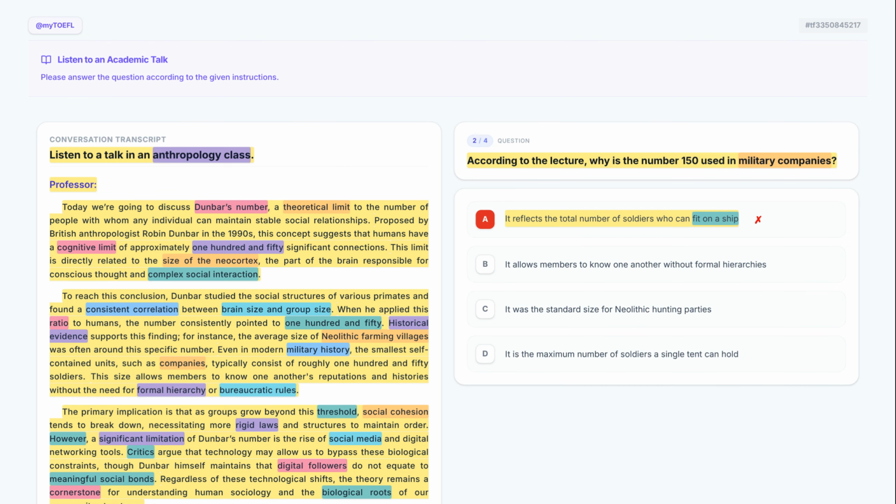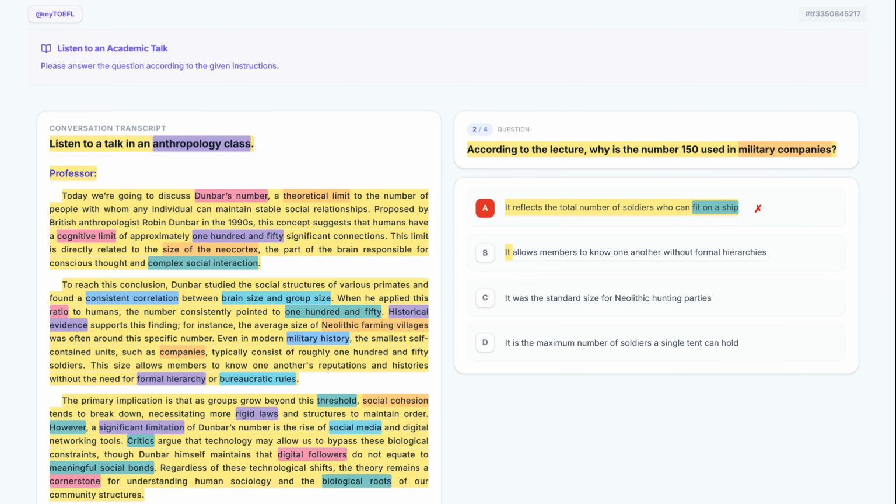Now, let's check what option B suggests. It allows members to know one another without formal hierarchies. This choice matches paragraph 2 perfectly. It states that 150 allows members to know each other without needing formal hierarchies.